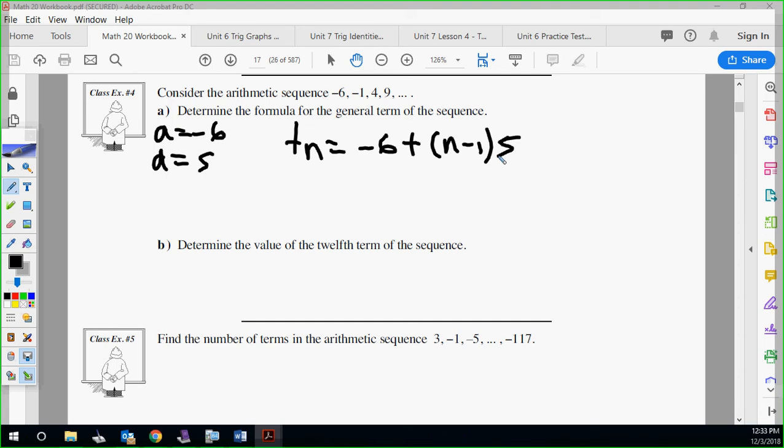So now, as I said, I don't want you to write the 12 terms out. You just plug in 12 for n and calculate. It says determine the value of the 12th term. So we go -6 plus 12 minus 1 times 5. So 12 minus 1 is 11. 11 times 5 is 55. Minus 6 is 49. So 49 is T12, term 12.